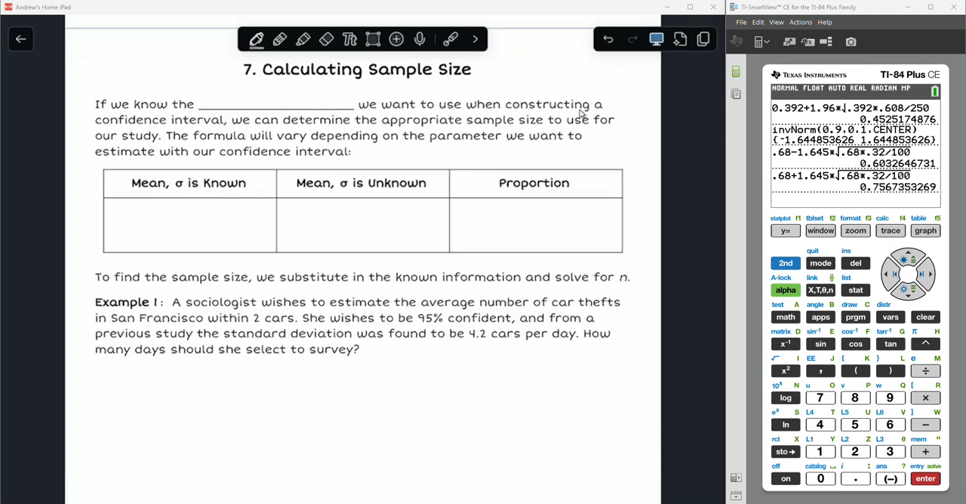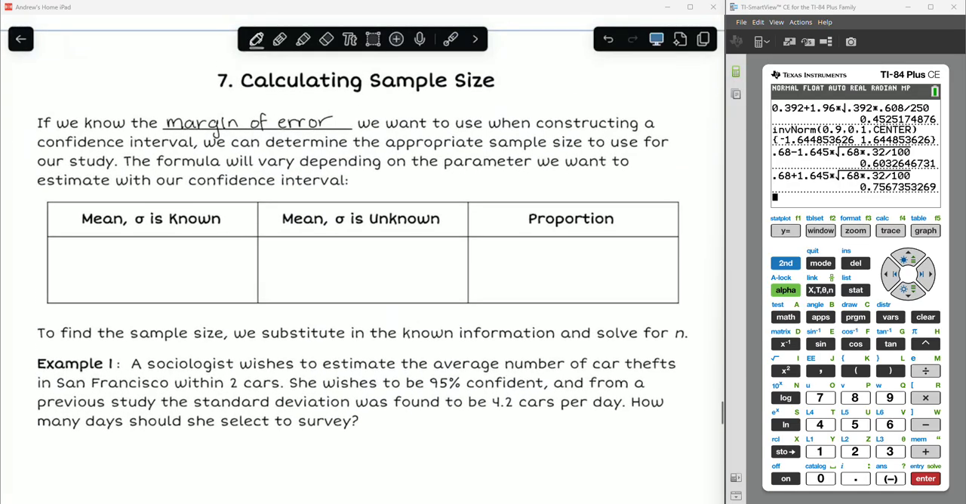In this video, we're going to talk about some of the tools that we've learned this week in our videos and how to use them to estimate sample sizes. If we know the margin of error that we want to use to construct our confidence interval, we can figure out about what sample size we should use for our study.